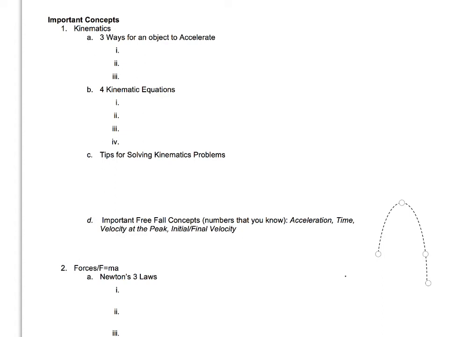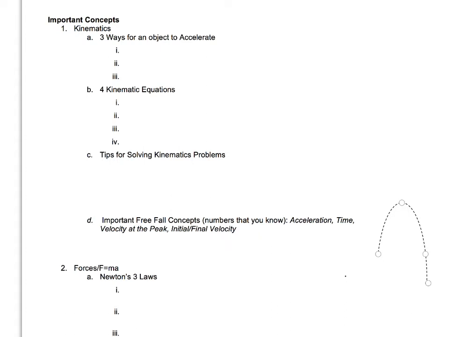We're going to go ahead and get started here with our review for the Rube Goldberg test, which is going to be a basic overview of a lot of the major ideas we did throughout the year this year. It's not going to include every single little topic, but it definitely will focus on the things that came up time and time again. So we'll start here with our first topic, which was kinematics.